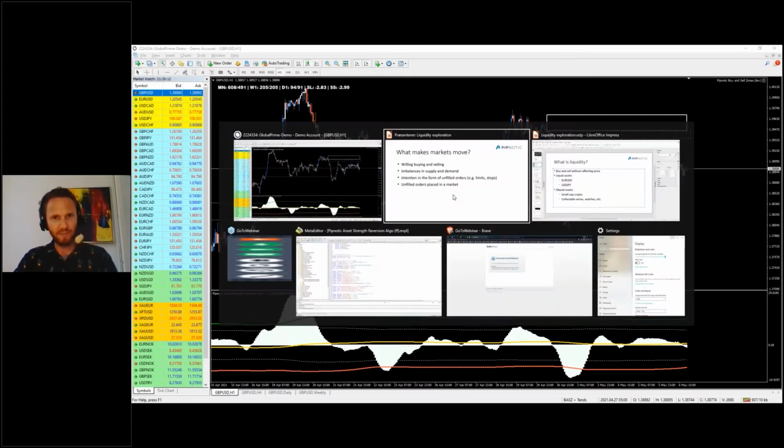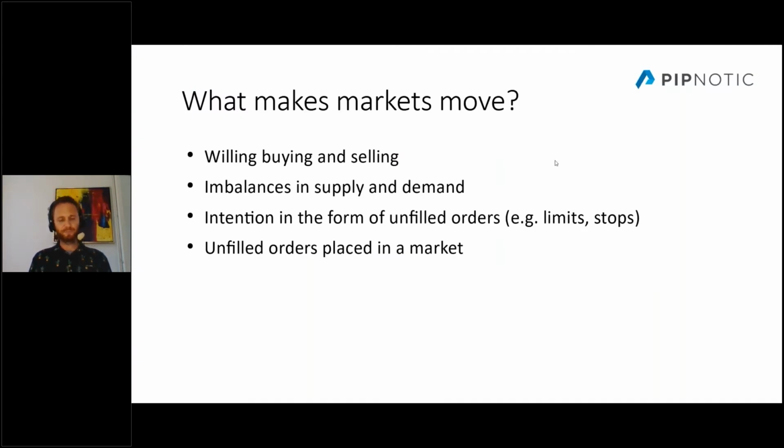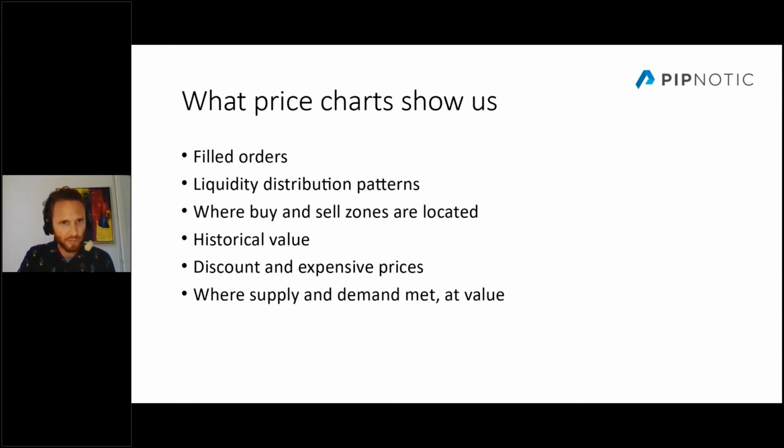Okay, let's go back to the slides. What is actually moving the markets is unfilled orders, and these unfilled orders are typically in the form of a pending, a limit, or a stop, and they're just orders that are located above or below price. The market will move up to attract sellers, and it'll move down to attract buyers. Okay, good. Let's move on to the next slide.